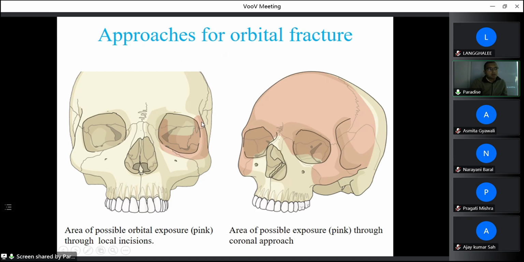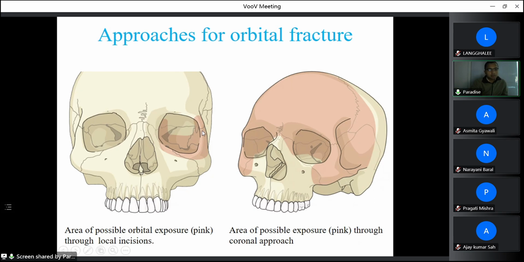If the trauma is minor, if there is a minimally displaced fracture, you can give just a local incision. You don't have to give the big bicoronal incision. You have to explore all the frontal vein and all the structures. So depending on the severity, either you can proceed through the local incision, or you have to give the big bicoronal incision, or sometimes you have to give both, because both of them have some limitations.